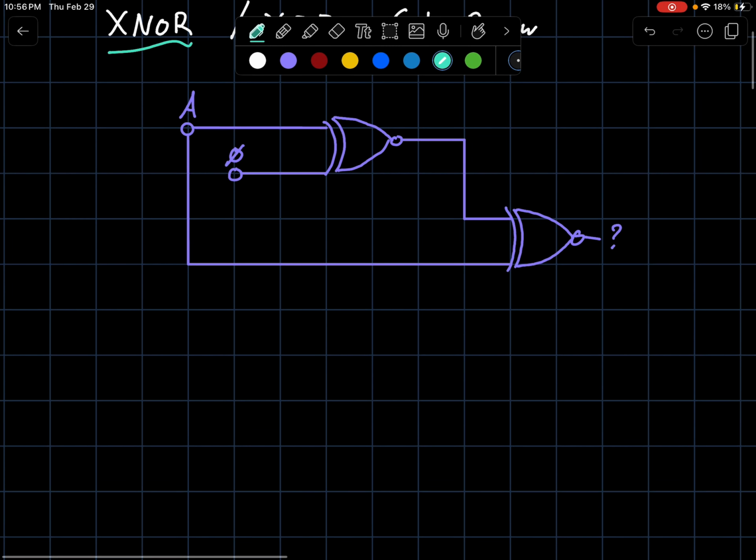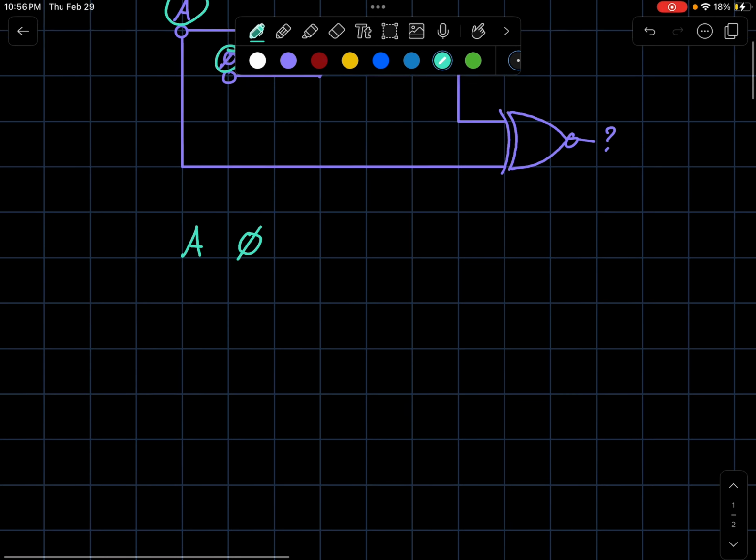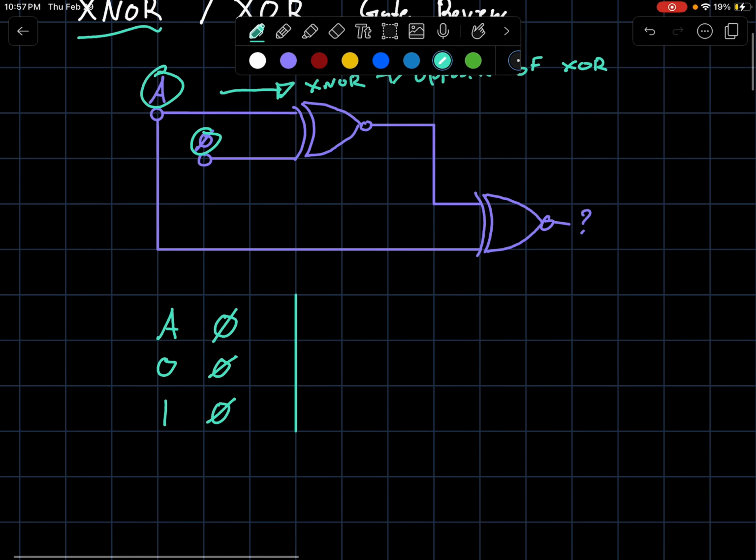Right here, we have A and we have 0. So let's just write down the possibilities of the values for A and 0. So right here, A can either be equal to 0 or 1, and 0, no matter what, will always be 0. Now, we run through this XNOR gate. However, remember that XNOR means it is the opposite of the XOR gate, or the XOR logic. So all we have to do is write down the equation for XOR.